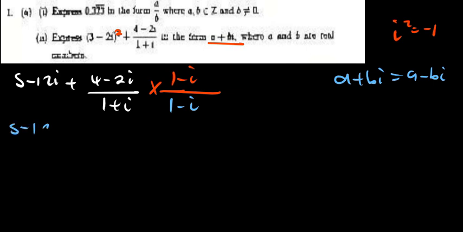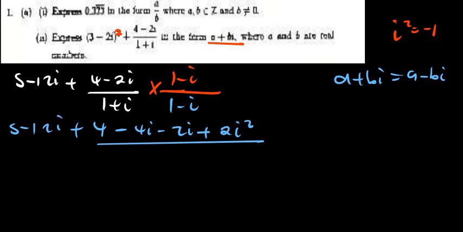This will come the way it is, plus, now I'll multiply. 4 times 1 is 4. 4 times negative i is negative 4i. Negative 2i times 1 is negative 2i. Then that and that, plus 2i squared. I divide this. I mentioned in the previous video that if you are multiplying anything by its conjugate, it's basically the same as squaring the part having the negative. So if I square this, this is going to be 1 minus i squared, of which i squared is negative 1. So I end up having 2.